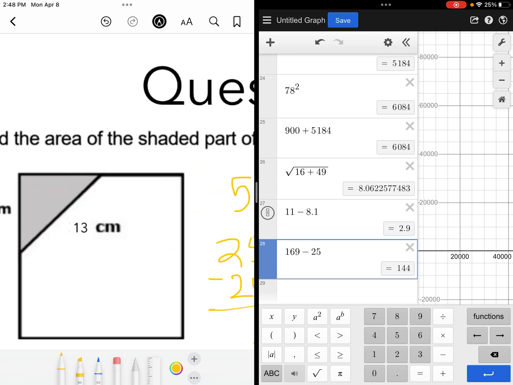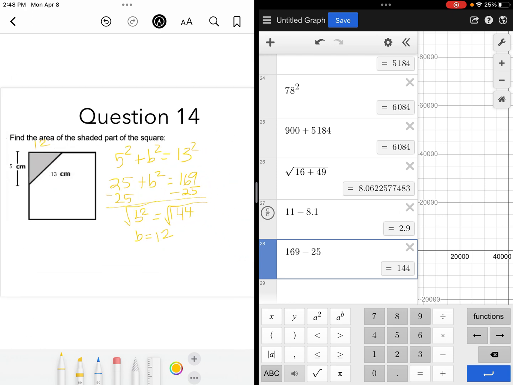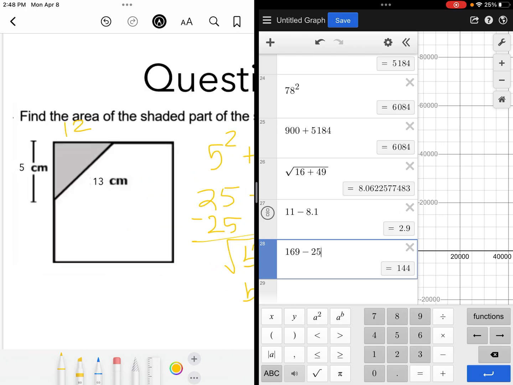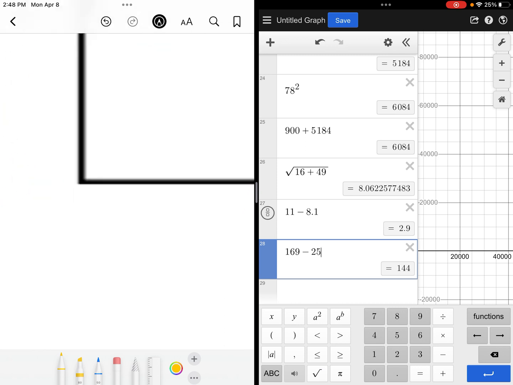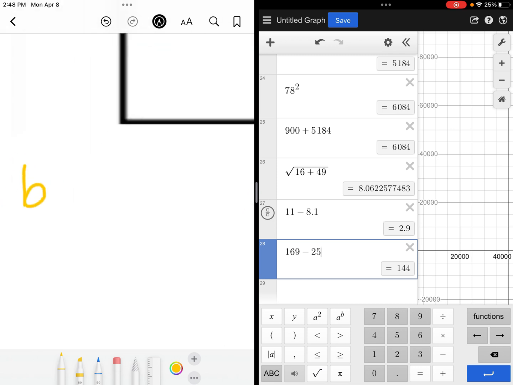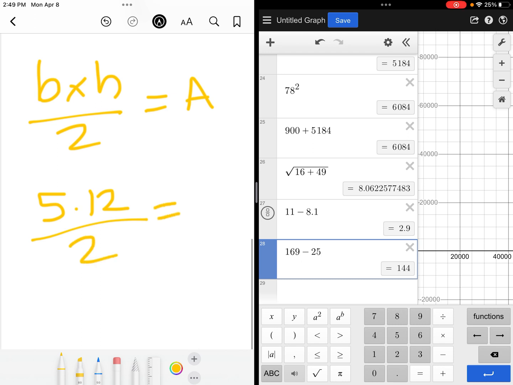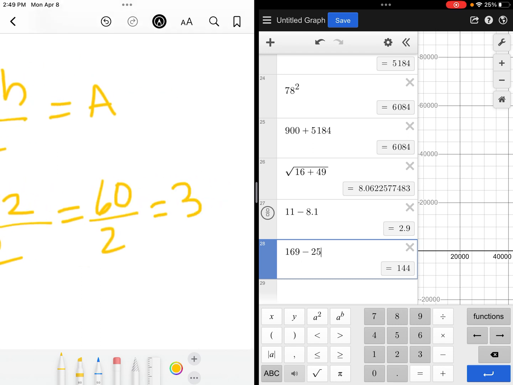Now, that wasn't the question. They want to know what the area is of the shaded part. So I have my base and my height, and my formula is base times height divided by 2 equals the area. So 5 times 12 divided by 2. So I end up with 60 divided by 2 equals 30.